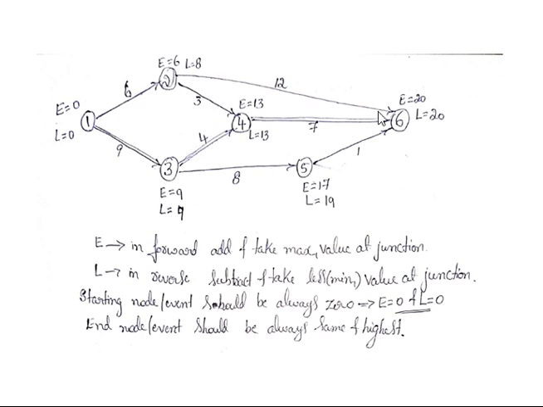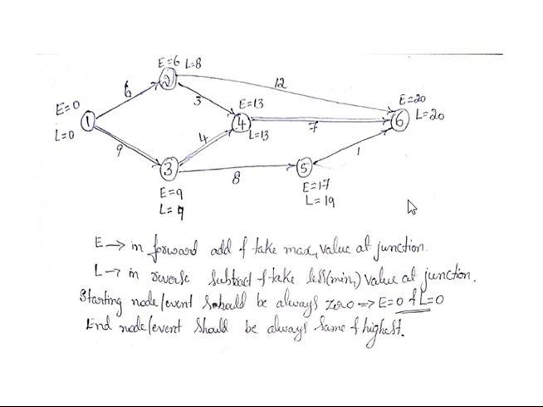Then another junction is this one. This is 20 minus 12 means 8. Then going in this direction, 13 minus 3 means 10. When you compare 10 and 18, the smallest value is 8. Then this will once again be a junction, because we are coming in this direction also. 8 minus 6 means 2, and 9 minus 9 means 0. The smallest value is 0. One more thing to remember: the starting node 1 will always have the same E and L values, and the end node, node 6, should also always have the same E and L values.